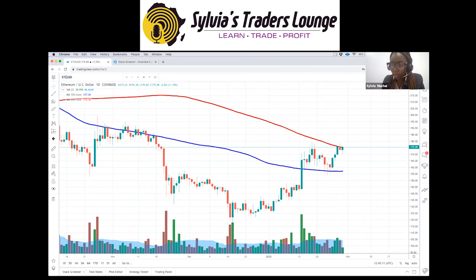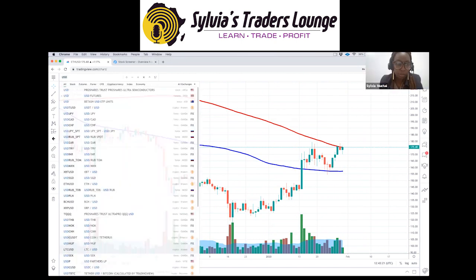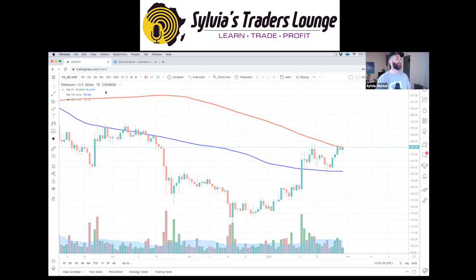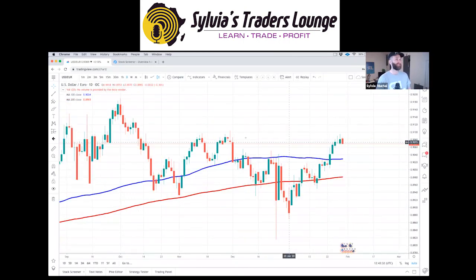We do currency instruments, mostly on the major pairs, as well as the exotic pairs. What would be one of those tickers? Let's say US dollar, euro dollar. Euro dollar. All right, let's go check this bad boy out. US dollar, euro. Let's go snag it and see what we got.